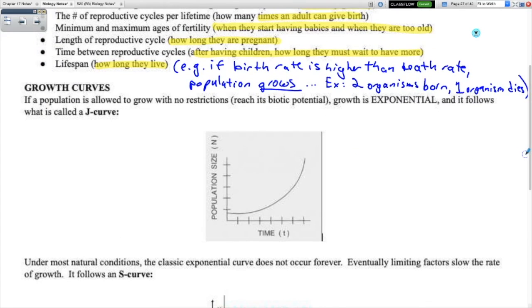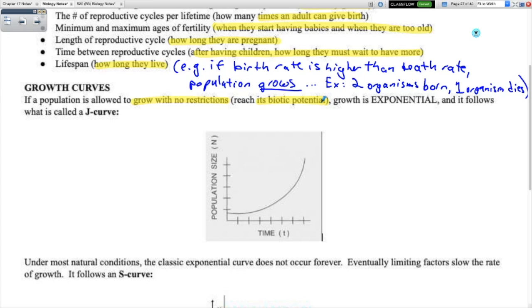Okay, so growth curves are a way of modeling the way a population grows over time. Now, if a population is allowed to grow with no restrictions, hey, we just learned what that meant. No restrictions on how you're growing. The only thing limiting how you grow is how fast you can make babies and how quickly you're dying, basically. What's that called? You are growing at your biotic potential, right? You're not being limited because there's not enough food or not enough water or whatever. You're not worried about that stuff. All that's limiting how fast you can grow is how fast you can make babies.